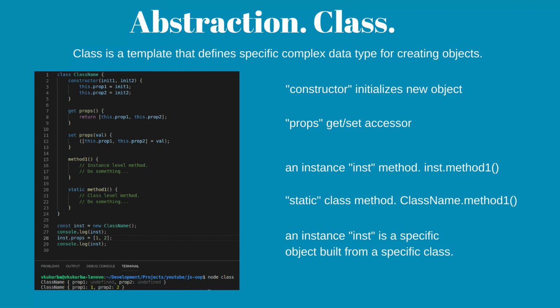Let's look at the parts of a JavaScript class that defines a complex data structure. First of all, we have the constructor method that is executed when we initialize a new instance. Inside of it, we can add properties to objects like prop1 and prop2. Here we have access to the arguments init1 and init2 that help us to set the initial state of the newly created object. Get and set accessors provide abilities to create computed properties based on object state or add validation for setting property values.